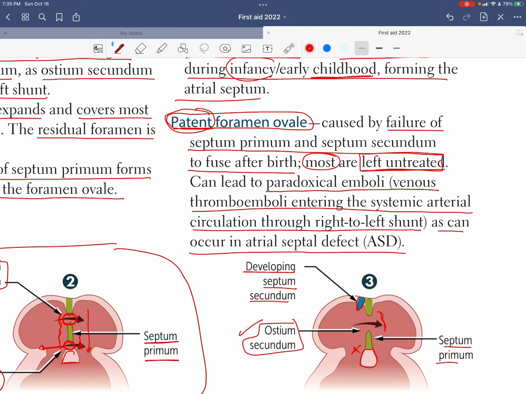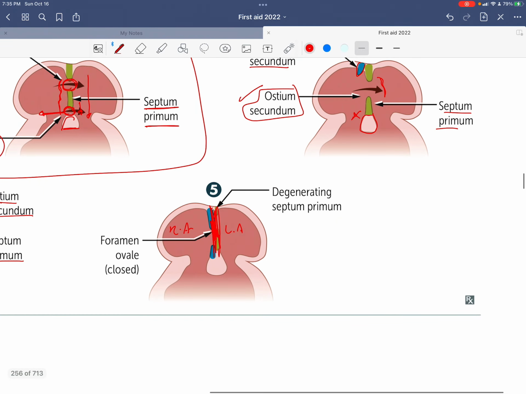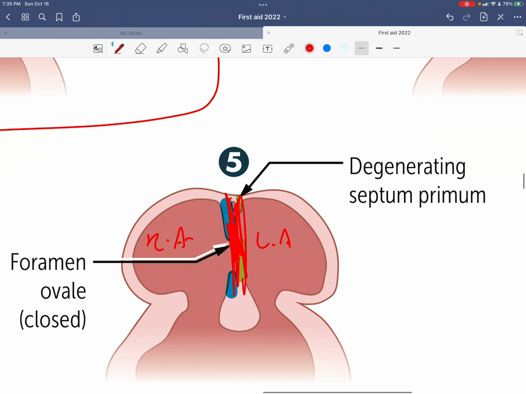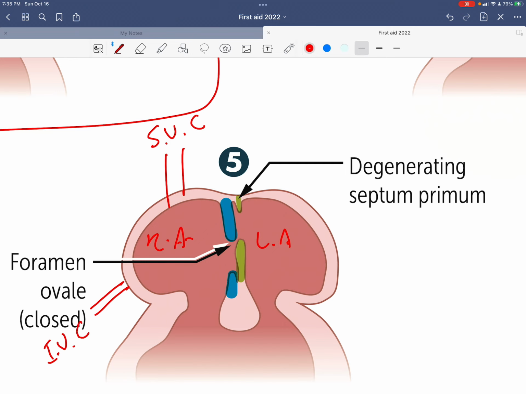So there is some kind of emboli that is called paradoxical emboli. It's a venous thromboemboli. So let's just consider this kind of an adult heart. The superior vena cava and inferior vena cava bring blood from all the systems to the heart. So that's called venous return. So this venous return has some kind of emboli, let's say, and this emboli goes into the right atrium.